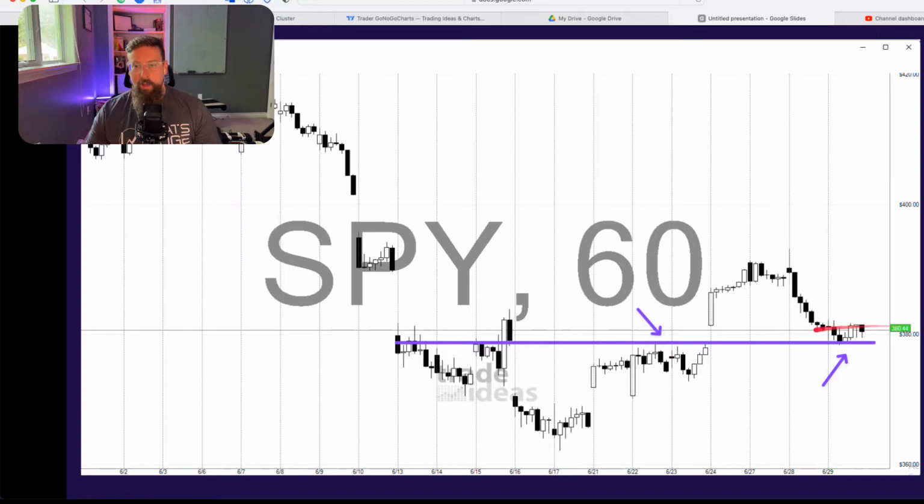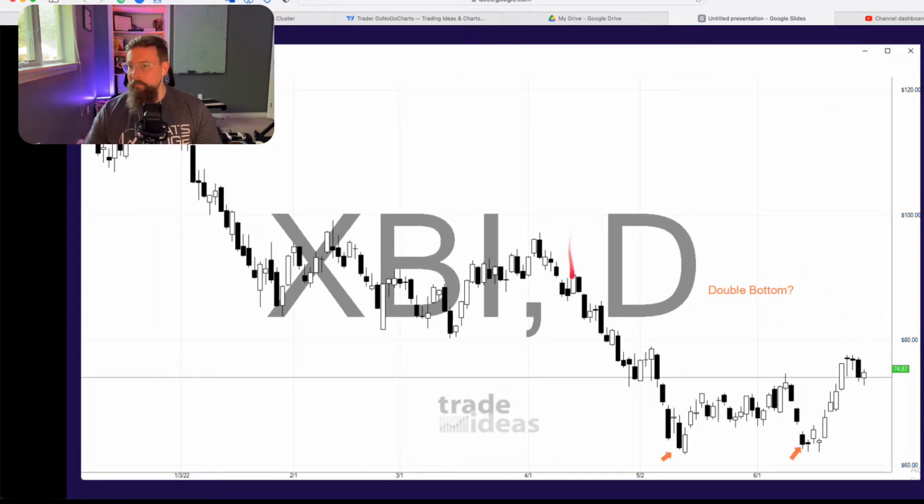I think the high of this area, which I think is about 382, is going to be interesting. Under this, it's probably all bets are off and we might be testing the lows here.